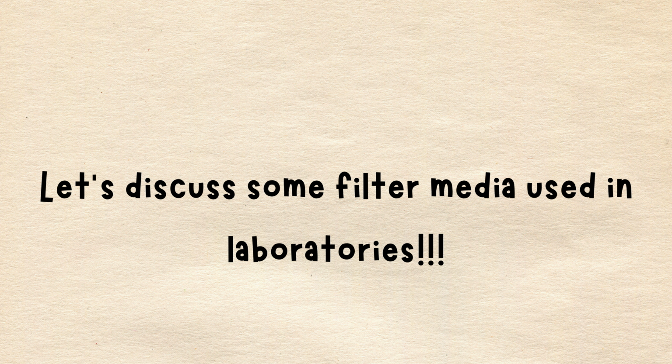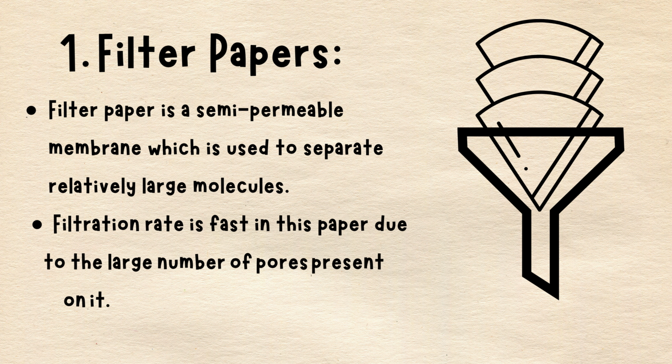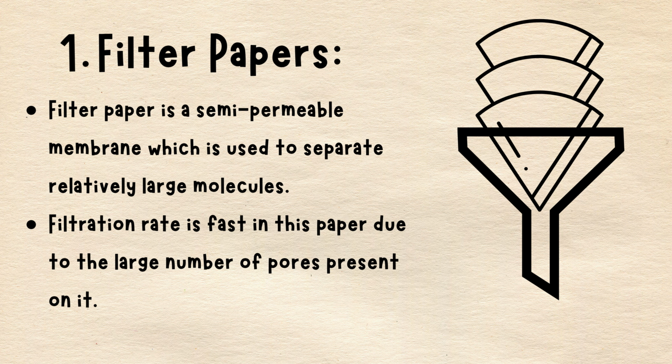Now, let's discuss some filter media used in laboratories. First one is filter paper. Filter paper is a semi-permeable membrane which is used to separate relatively large molecules. Filtration rate is fast in this paper due to the large number of pores present on it.